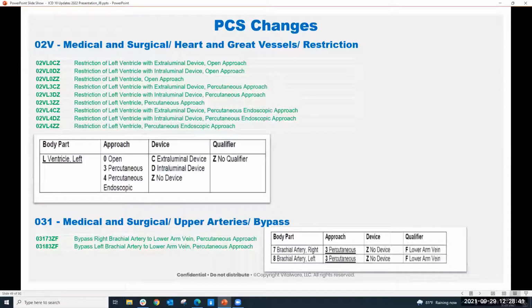So next table, 02V. This is restriction of the heart and great vessels. These codes will allow identification of procedures such as the placement of the Ancora AccuCinch device.